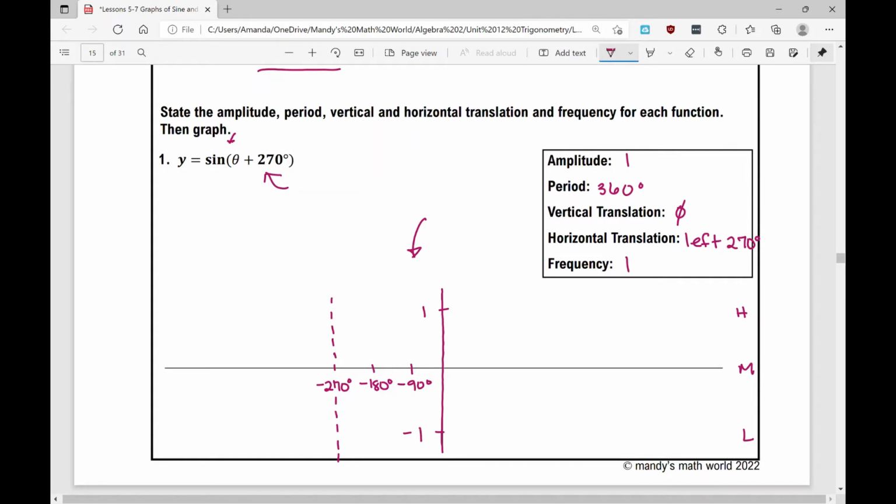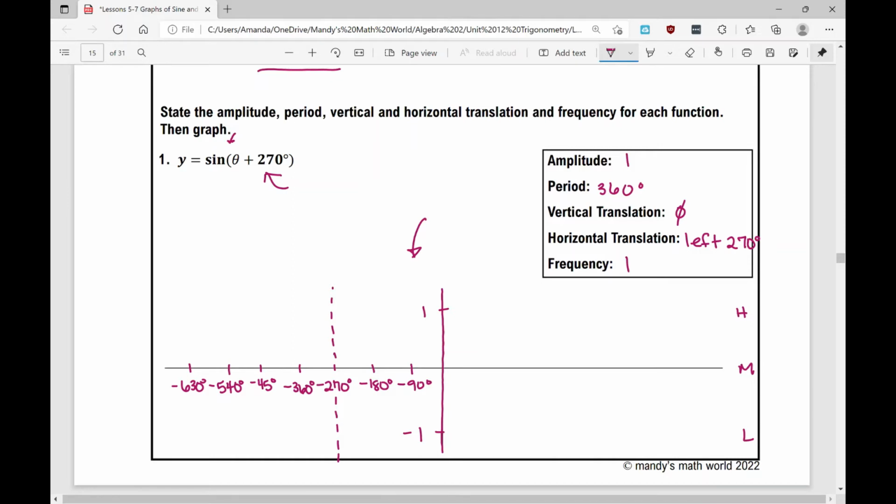And I'm going to keep counting by 90 degrees. So this is going to be -360. This is going to be -450. This is going to be -540. And this is going to be -630. Right? And I'm just adding -90 each time.